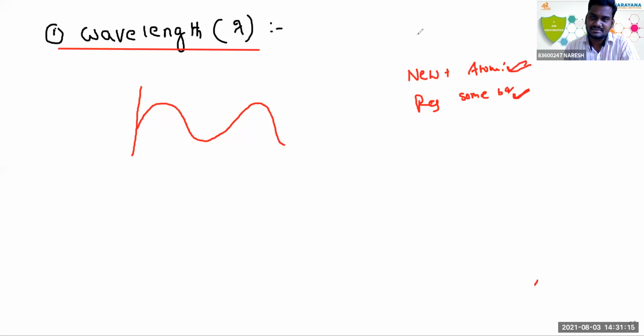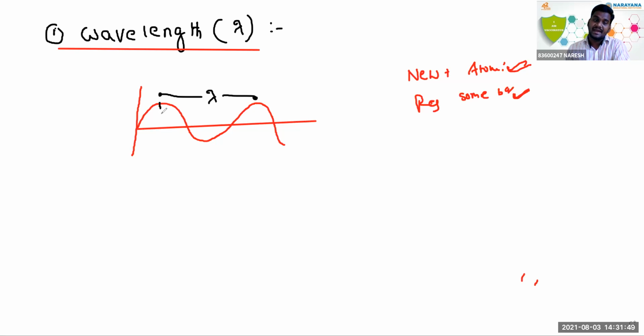Wavelength is the distance between, suppose, when light is traveling in the form of waves. What is wavelength? It is the distance between two successive crests or any two successive troughs. So here, from here to here, the distance between any two successive crests or any two successive troughs. So what is a crest, what is a trough?